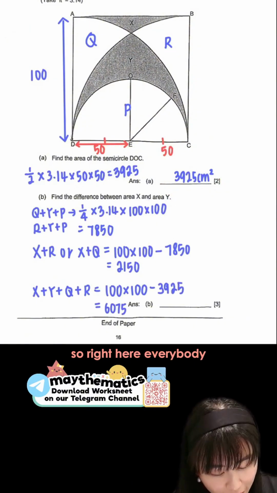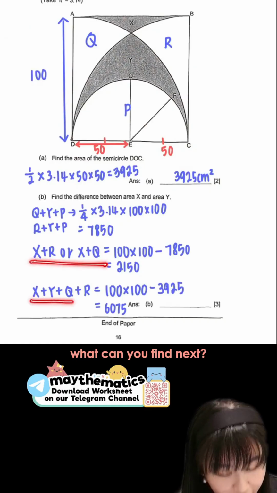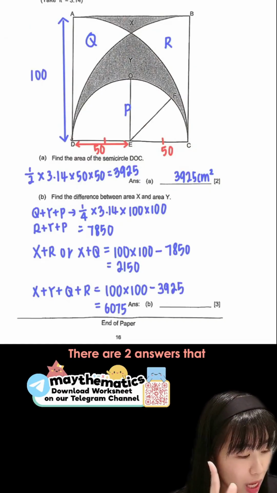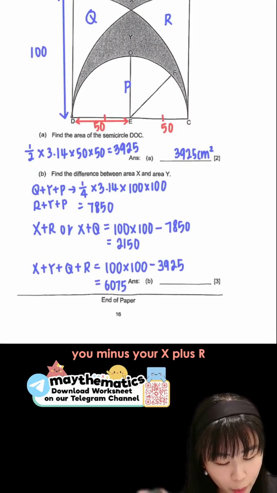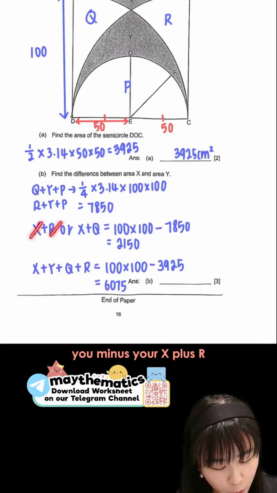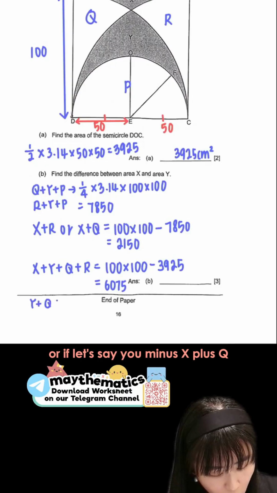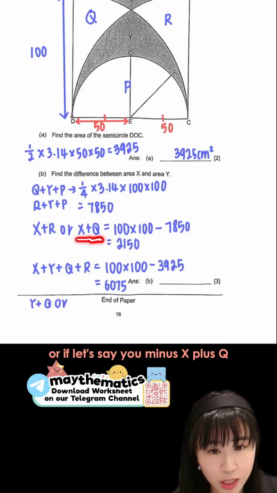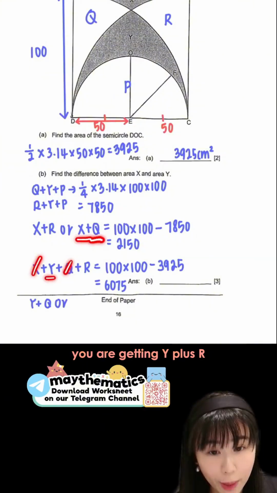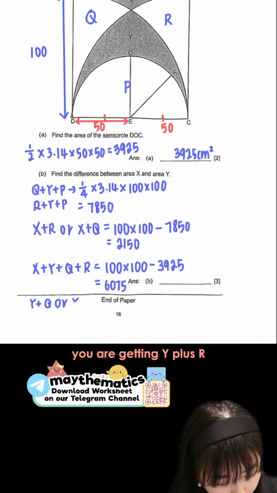So right here, everybody, I want you to look at this and this. What can you find next? There are two answers that you can potentially get. You minus your x plus r, right? X plus r, you minus, right? You're getting y plus q. So y plus q. Or if let's say you minus x plus q, right? You minus x plus q, you're getting y plus r. Okay? Y plus r is the same thing.